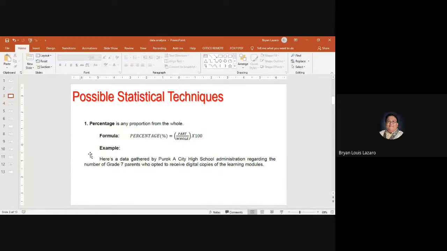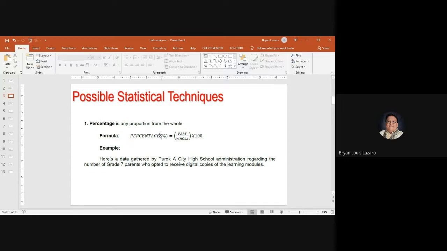percentage. Okay? Itong percentage na to ang isa sa pinaka frequent na ginagamit sa research. Kasi kailangan talaga yun. Kailangan mong pakita yung percentage ng certain data na yon. So, percentage is any portion from the whole.